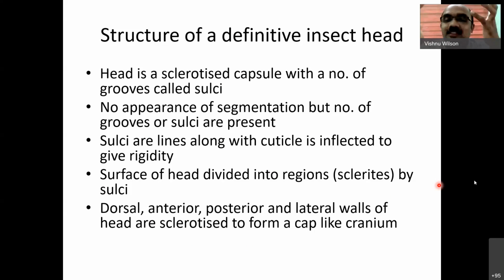So the head is a heavily sclerotized capsule with a number of grooves or sulci. Sulci is the plural, sulcus is the singular. Just like our head, the skull, it is extremely hardened, just like a very hardened sclerotized capsule. But in the young stage, there is no sulcus and all.